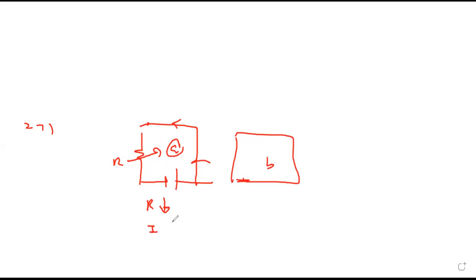So what about the current? If resistance is decreasing, the current will increase. Correct, current will increase. The direction of induced current in circuit B will be how much? Direction of current in circuit B will be how much?